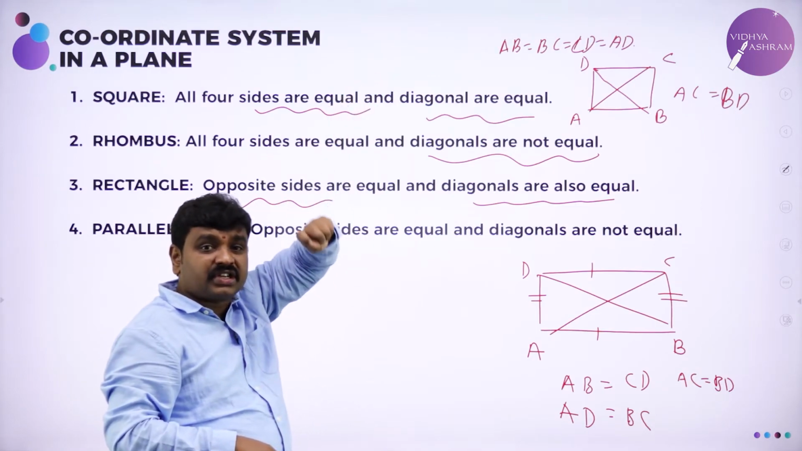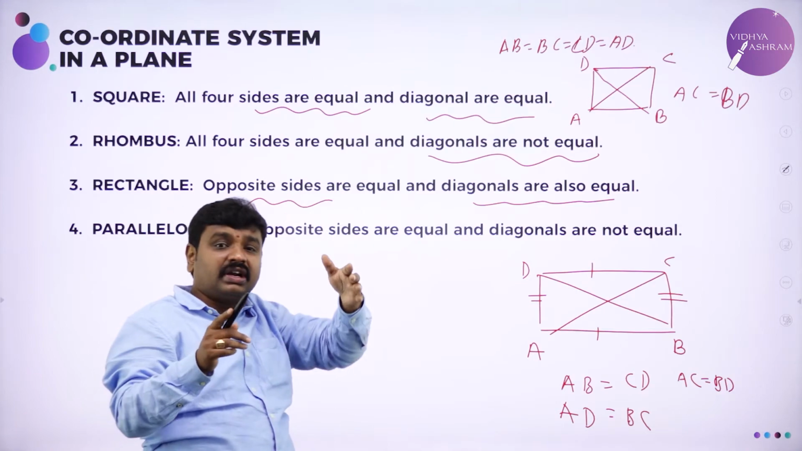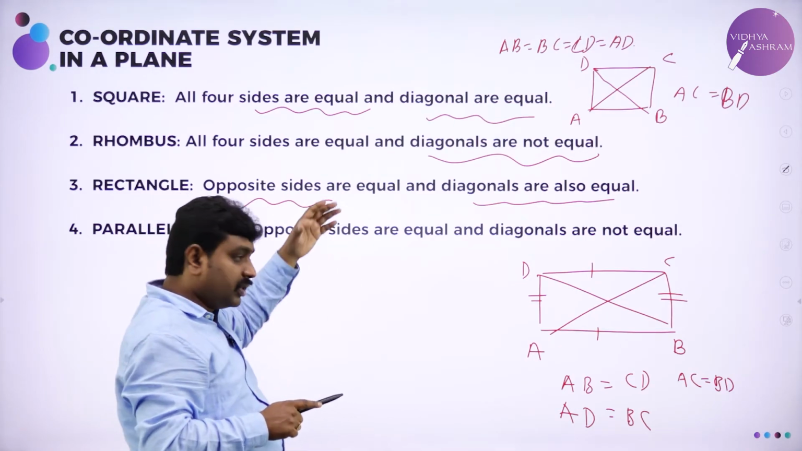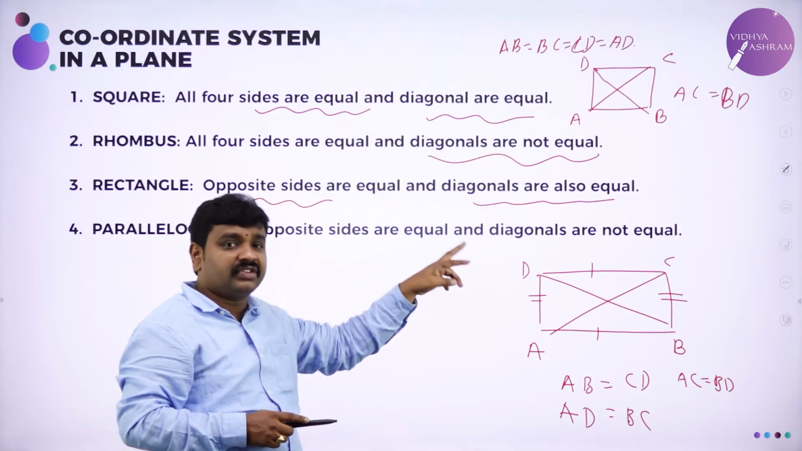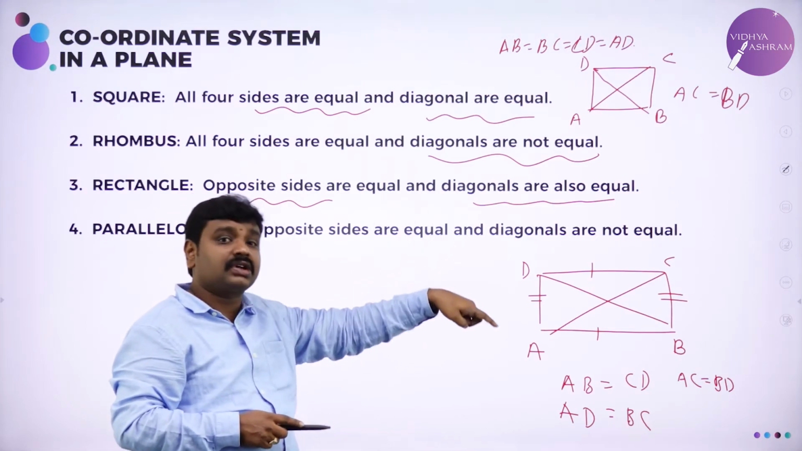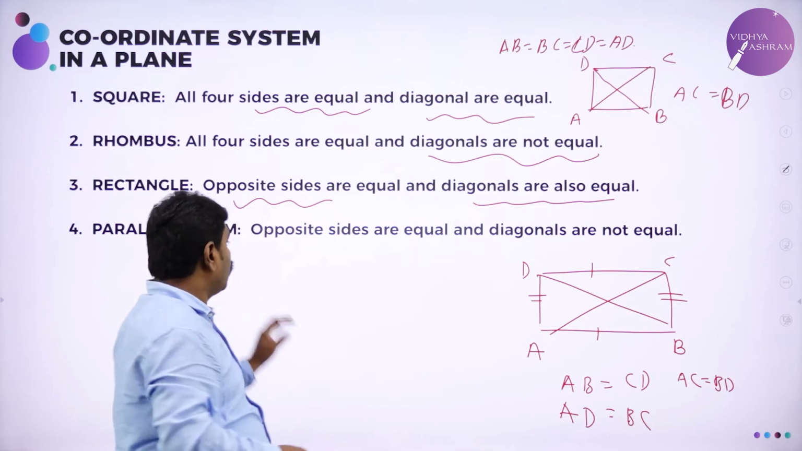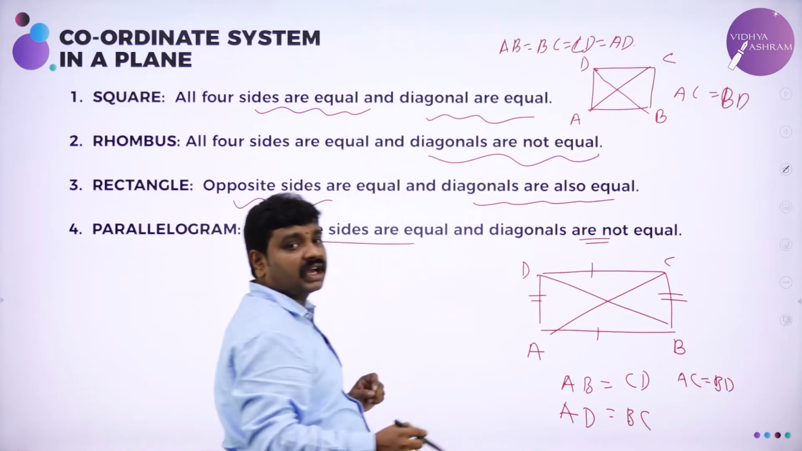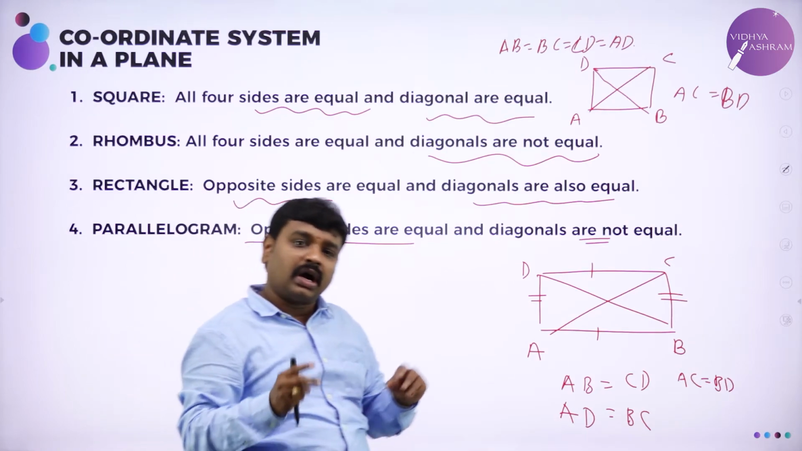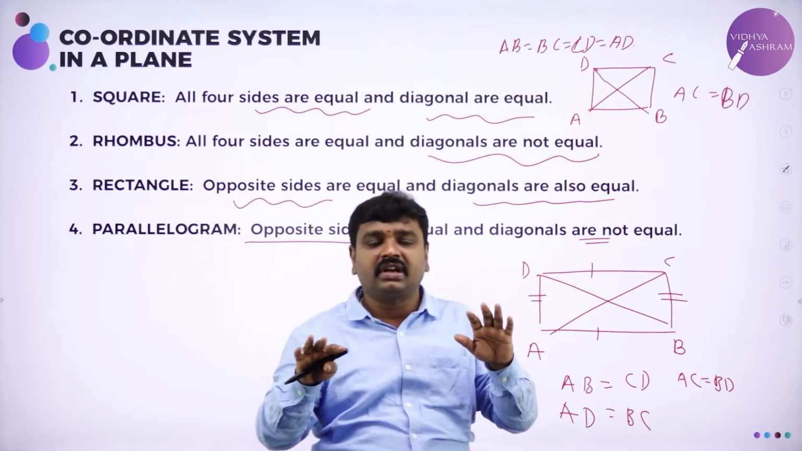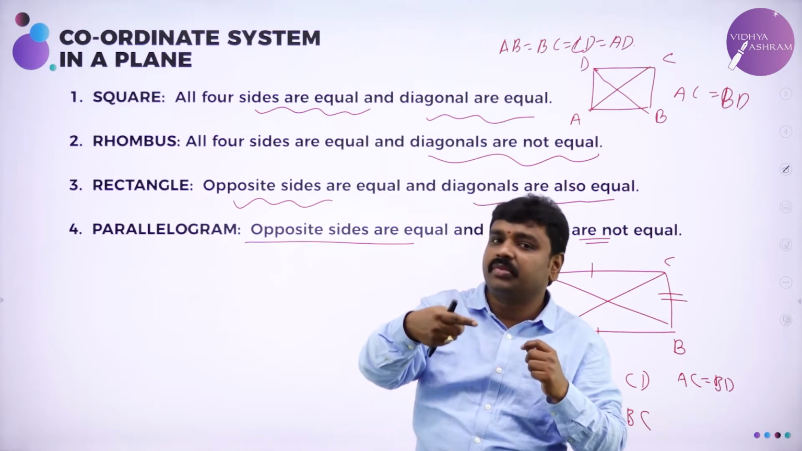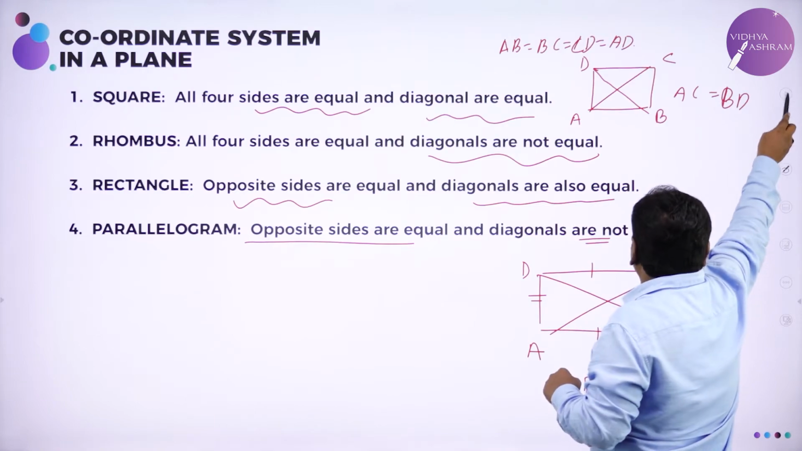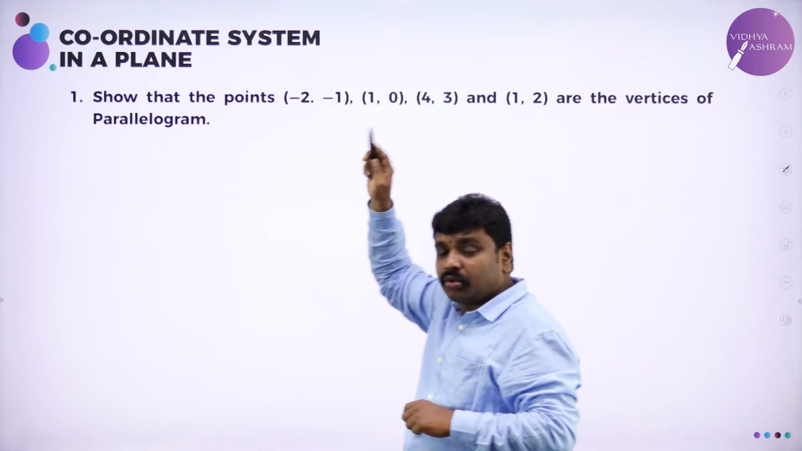So now we need to apply the distance formula to decide whether the given quadrilateral is a parallelogram, square, rectangle or rhombus. We have to decide. If opposite sides are equal and diagonals are also equal, then it is a rectangle. If only opposite sides are equal and diagonals are not equal, then it is a parallelogram. These four you should know, then we can start problems. Further we will go ahead with many problems based on triangle, rectangle, parallelogram, collinear, all those things.